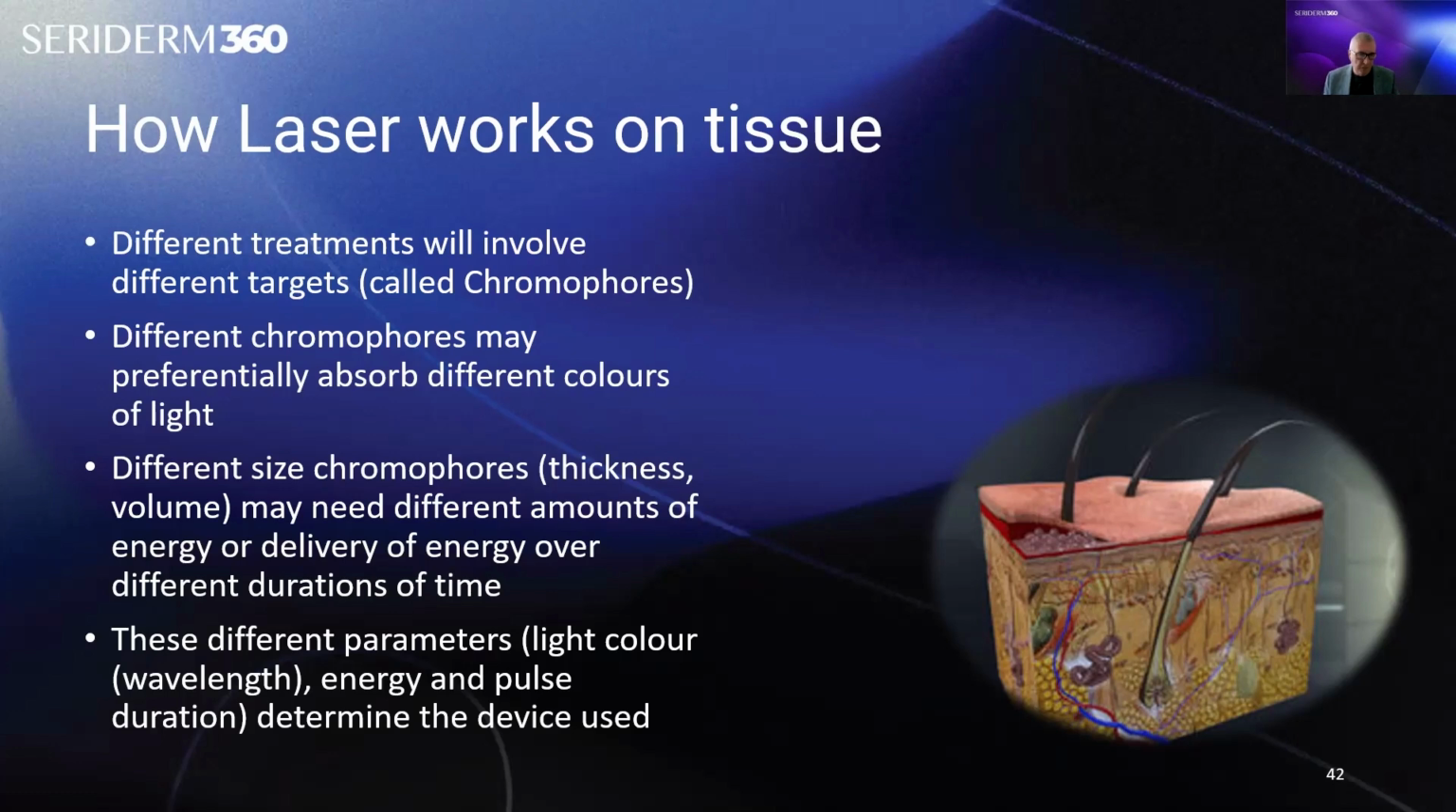So different sizes of chromophore require different amounts of energy or heat to be delivered over different pulse durations. So depending on the size of the chromophore depends on the amount of time we're going to deliver the energy over. And then these different parameters, the wavelength, the energy, pulse duration, will determine the type of device that we need to use to deliver these results.